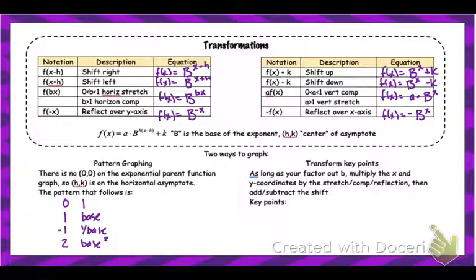But those points that we're going to do would be 0, 1, 1 comma the base. They're going to look pretty familiar. Negative 1, 1 over the base, and 2, base squared. But we also have to consider that these transformations are going to affect the asymptote.